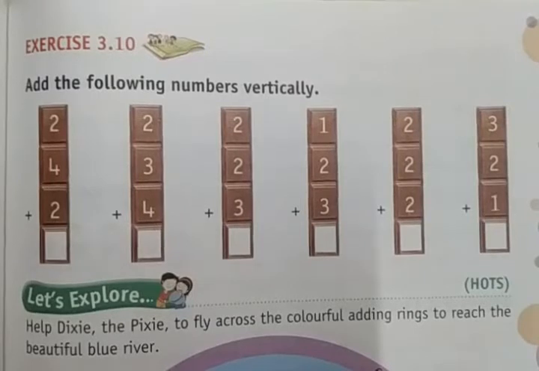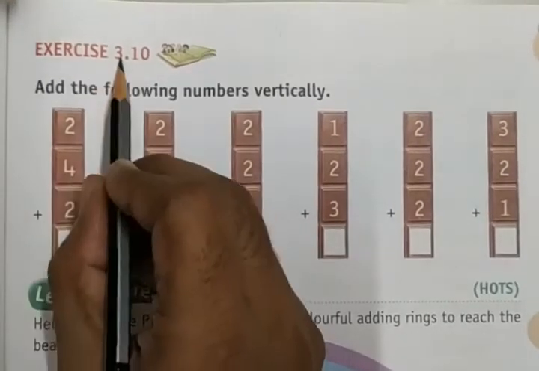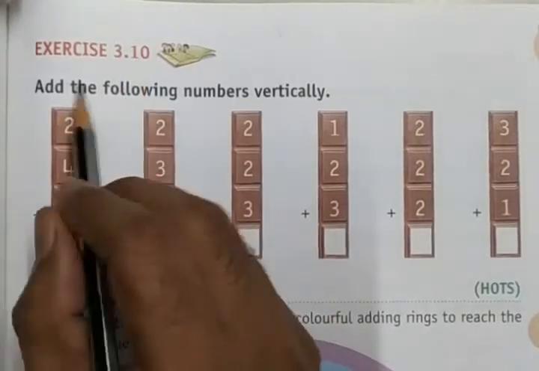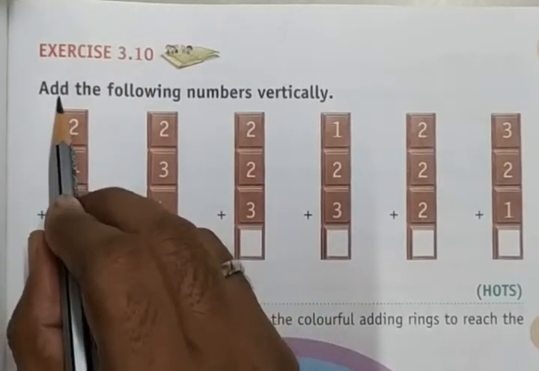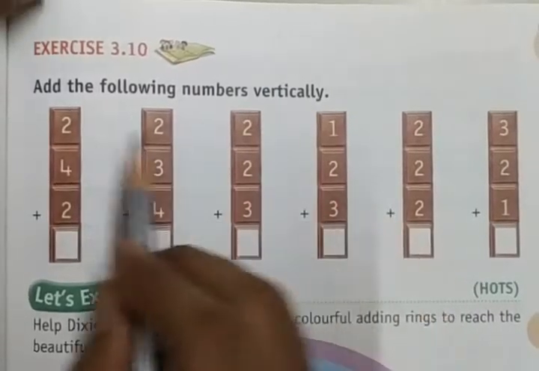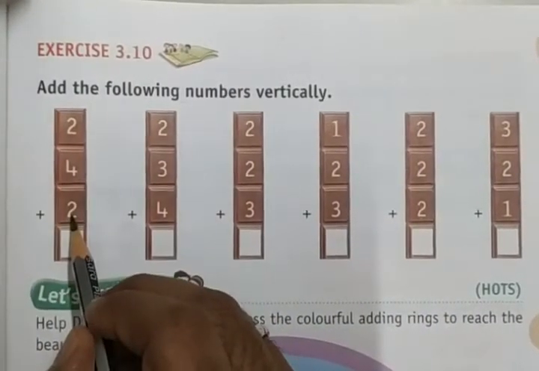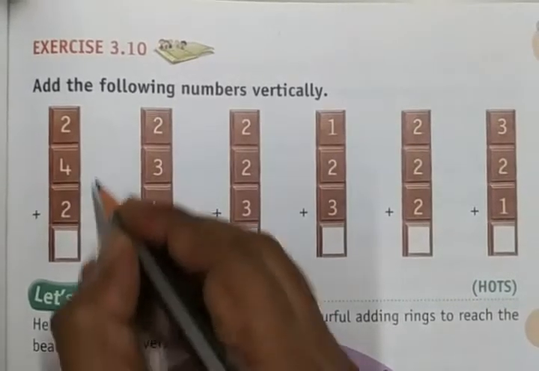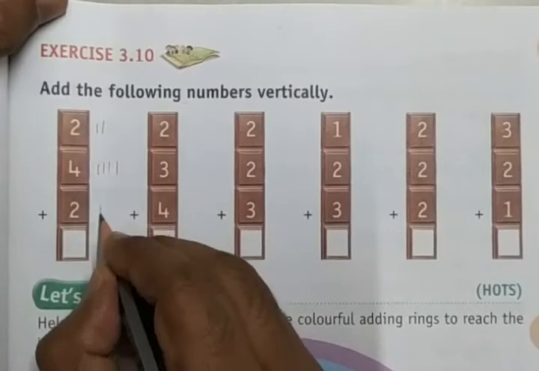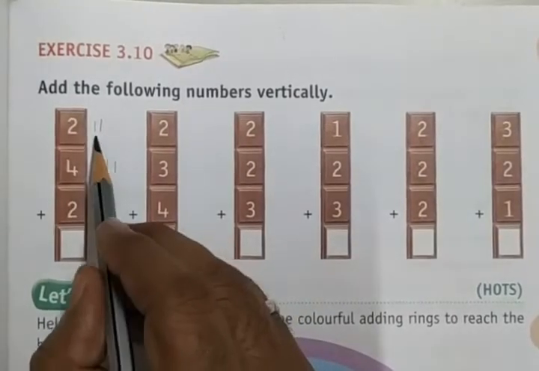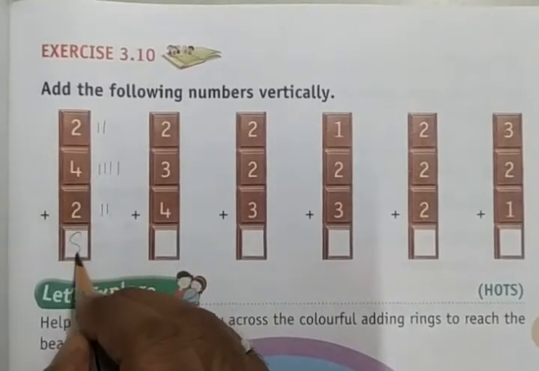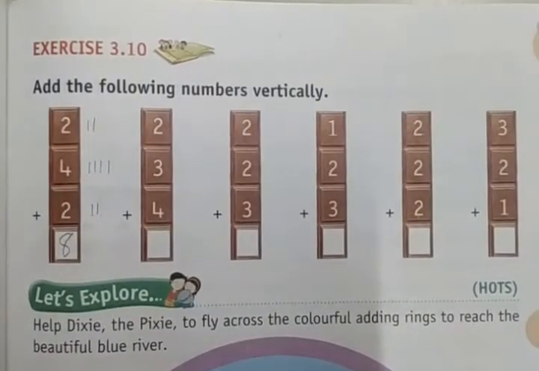Okay. Next, move on to exercise number 3.10. That is based on vertical additions. Add the following numbers vertically. Here 2 plus 4 plus 2. Here I put, instead of stars, standing lines. Counting all the lines: 1, 2, 3, 4, 5, 6, 7, 8. The answer is 8. So 2 plus 4 plus 2 is 8.